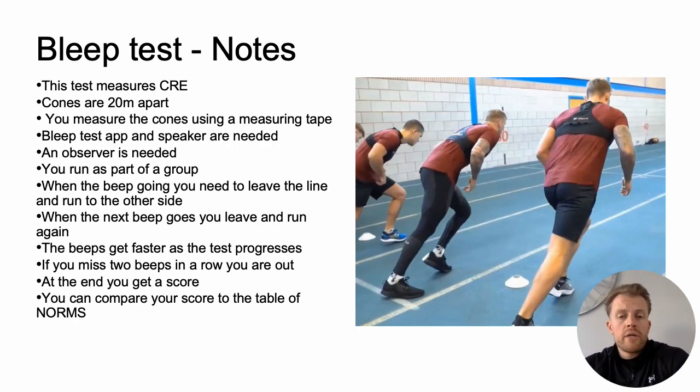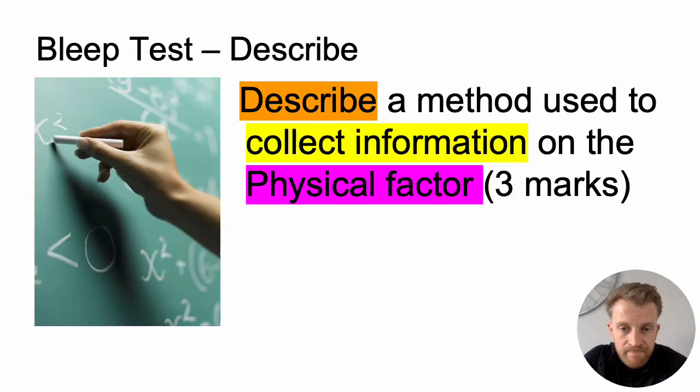And what we're going to do here is run as part of a group to try and help motivate us. When the first beep goes, you leave that line and you run to the other side. When the next beep goes, you run back to the other side, and so on. The beeps get closer together, they get quicker as it moves through the levels, and if you miss 2 beeps in a row, then you are out. At the end of the test, you'll get a score, 10.1, 11.3, 12.2, etc., and you can then compare that score to national norms, or you can use it to set some goals.